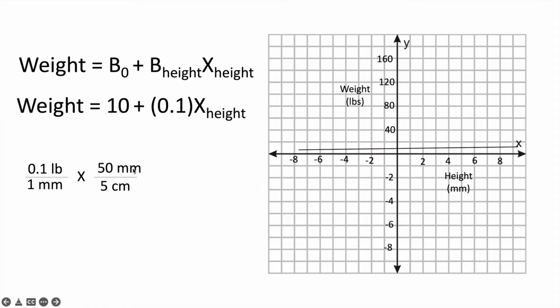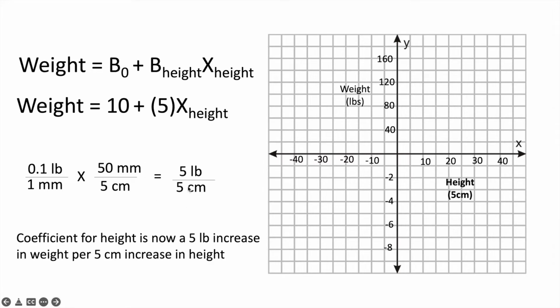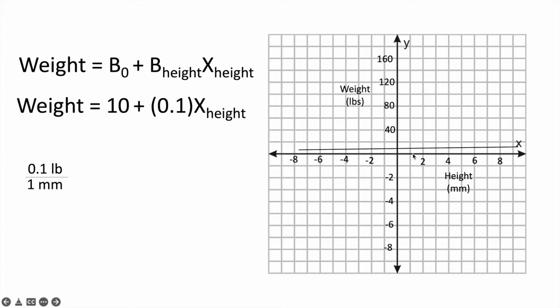We can multiply across and cancel out these millimeters, and we end up with 5 pounds per 5 centimeters. So 0.1 times 50, that comes out to 5, and we're keeping the 5 centimeters here because we don't want it in 1 centimeter increments, we want it in 5 centimeter increments. I initially had it in 1 centimeter increments, but that didn't have a meaningful change compared to what we had initially. So like this really shallow line, a 1 centimeter increment wasn't enough, basically.